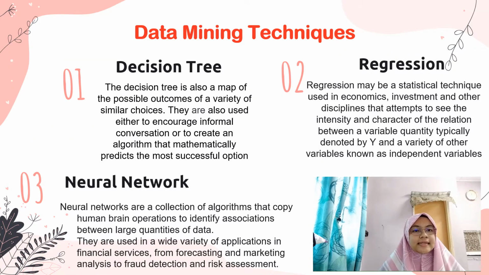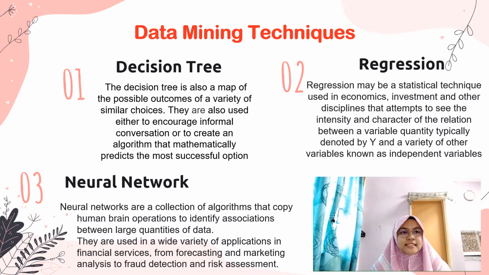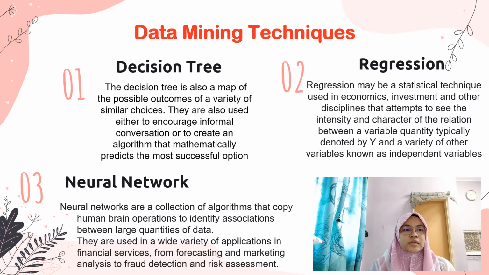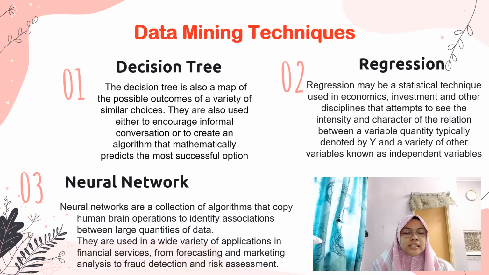We have used 3 data mining techniques that are decision tree, regression, and neural network. Decision tree is a map of the possible outcomes of a variety of similar choices. They are also used either to encourage informal conversation or to create an algorithm that mathematically predicts the most successful option. Regression is a statistical technique that attempts to see the intensity and character of the relationship between dependent variable and independent variable. Neural networks are a collection of algorithms that copy human brain operation to identify association between large quantities of data. They are used in a wide variety of applications in financial services, from forecasting and marketing analysis to fraud detection and risk assessment.